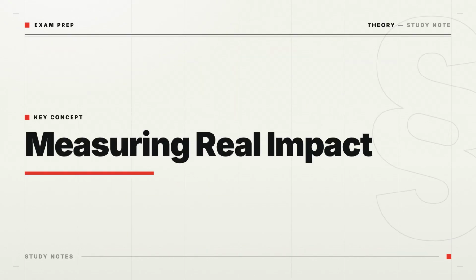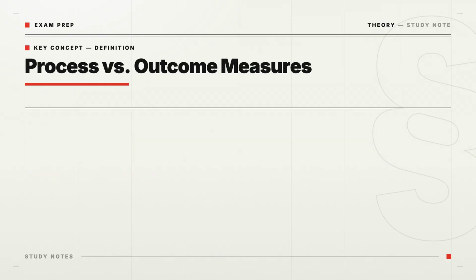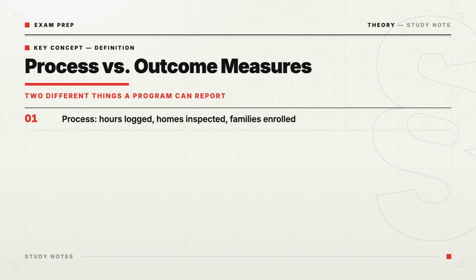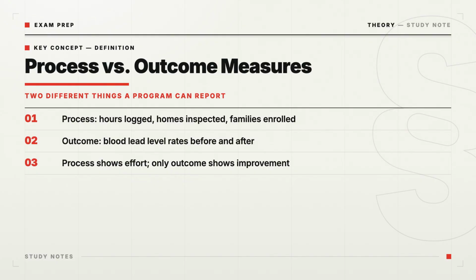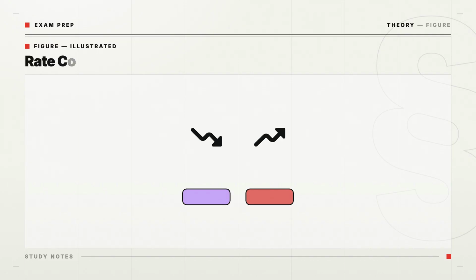A satisfaction survey can glow with praise and still tell you nothing about whether a lead program actually improved health. That gap between feeling good about a service and proving it worked is the core problem in population evaluation. Process measures like staff hours, homes inspected, and families enrolled describe effort and reach, and they're essential for managing a program. But they cannot establish that anything got better. A program can log thousands of hours and never move a single health indicator.